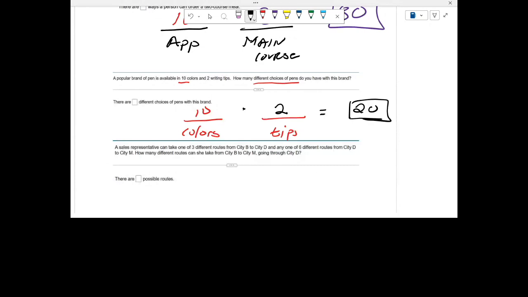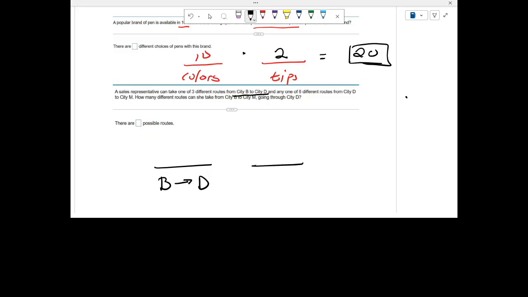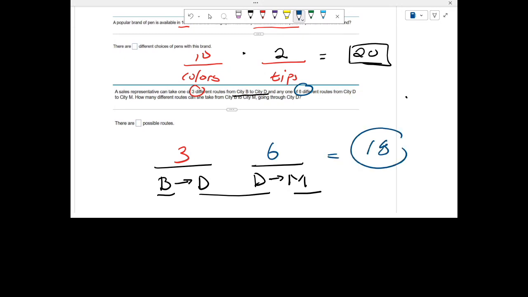Okay. Let's take a look at the next problem. So it says a sales representative can take 3 different routes from city B to city D. Okay, so I'm going to go like this. We're going to go from B to D, and then 6 different routes from D to M. Okay, and then how many different routes can we go if we want to go from B to M where we have to go through D? Okay, so look, y'all, we got 3 ways we can go here, and we got 6 ways we can go here. So again, all we're going to do is multiply, and we got 18 different ways that we can get there, right?